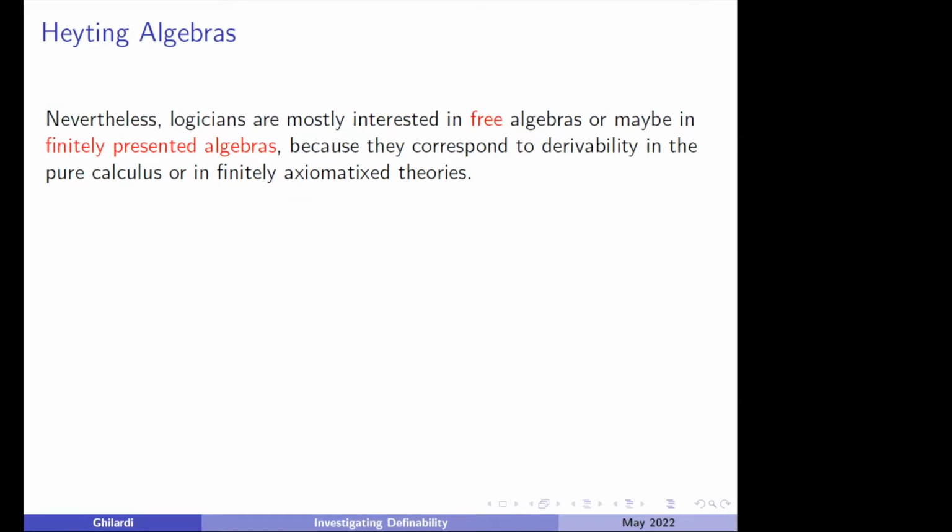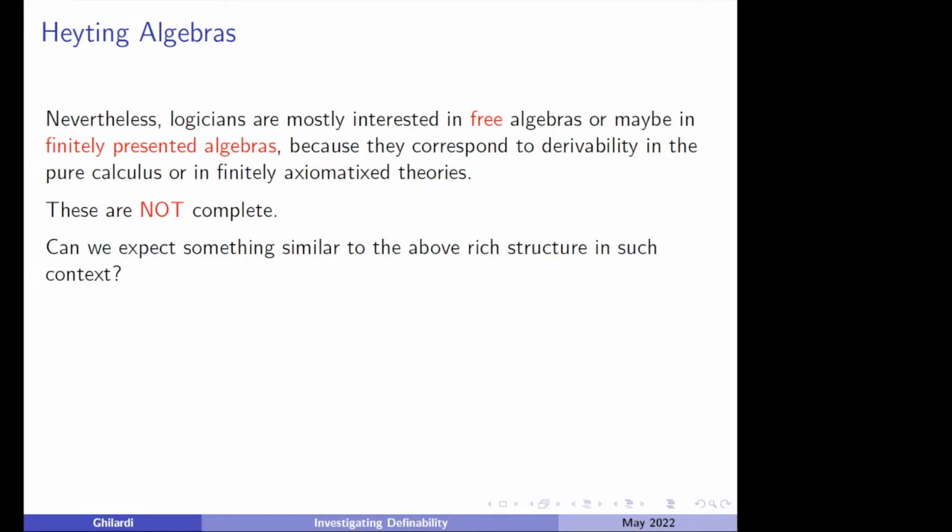Now, the interest of logicians, however, is in algebras which are free or maybe finitely presented. Because these algebras correspond to derivability in the pure calculus with finitely axiomatized theories. So if you have a theory axiomatized by finitely many axioms, then this produces a finitely presented algebra. Finitely presented means that you have the free algebra and you divide by a finitely generated congruence. These algebras are not complete, so you cannot expect that they have the structure that you have seen in the other case.